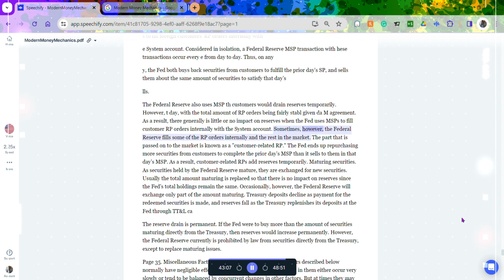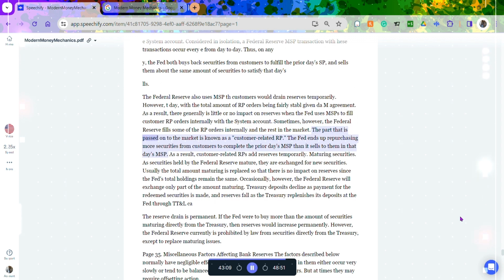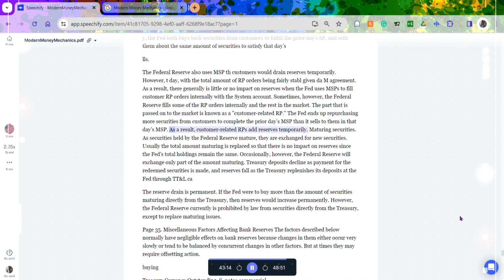Sometimes, however, the Federal Reserve fills some of the RP orders internally and the rest in the market. The part that is passed on to the market is known as a customer-related RP. The Fed ends up repurchasing more securities from customers to complete the prior day's MSP than it sells to them in that day's MSP. As a result, customer-related RPs add reserves temporarily.